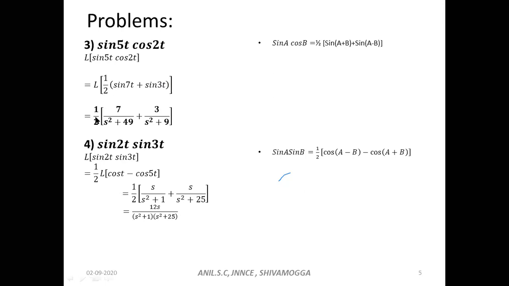Keep this 1 by 2 as it is. Clearly, it is independent of t. It's a constant. Laplace transform of sin at is a divided by s square plus a square. Here a is 7. Therefore, 7 divided by s square plus 7 square, and 7 square is 49. Plus Laplace transform of sin 3t. Here a is 3. Therefore, 3 divided by s square plus 3 square, and 3 square is 9.